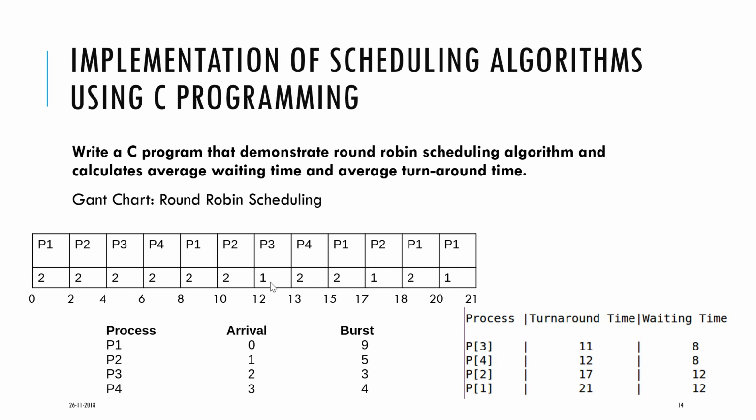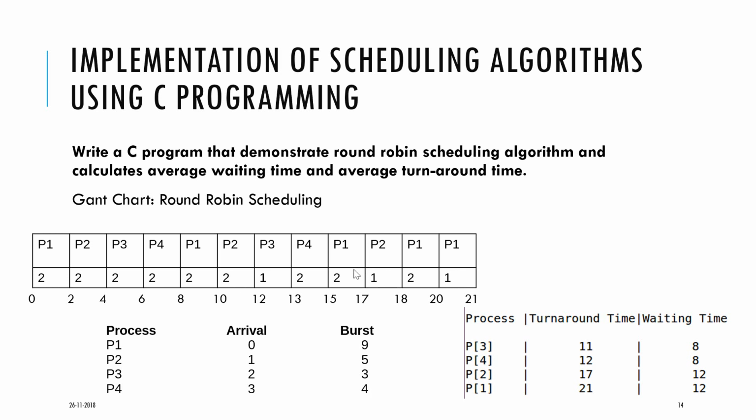So there are no more bursts left for P3, so it will discontinue from here. Then comes P4. P4 took 2 time quantums in the previous iteration, and again here P4 takes 2 more time quantums, which completes its 4 burst cycles, so it will also exit.